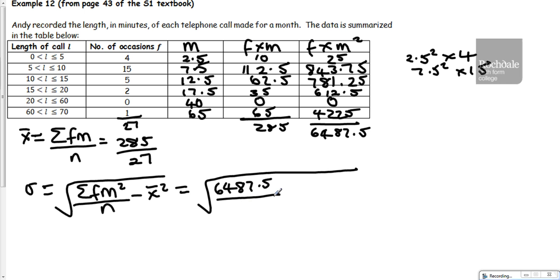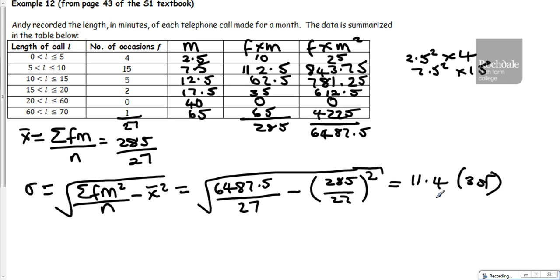6487.5 divided by the number of items of data, which was 27. Take away the mean squared. And if you work all of that out carefully on your calculator, I hope I've got that right, it comes to 11.4.